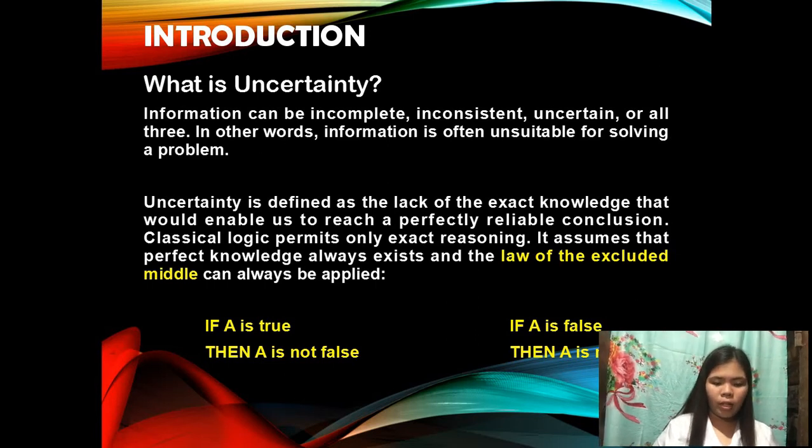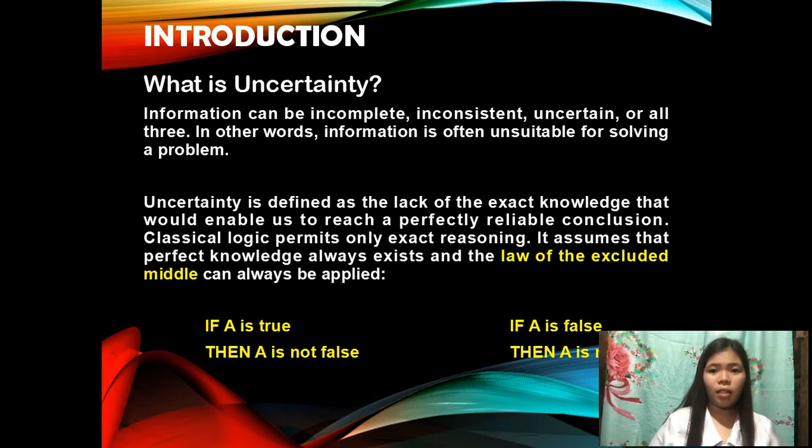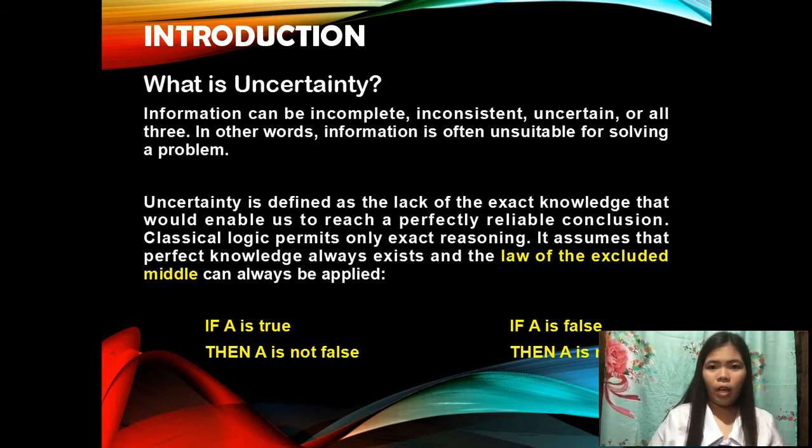Classical logic permits only exact reasoning. It assumes that perfect knowledge always exists and the law of the excluded middle can always be applied. If A is true, then A is not false. If A is false, then A is not true.